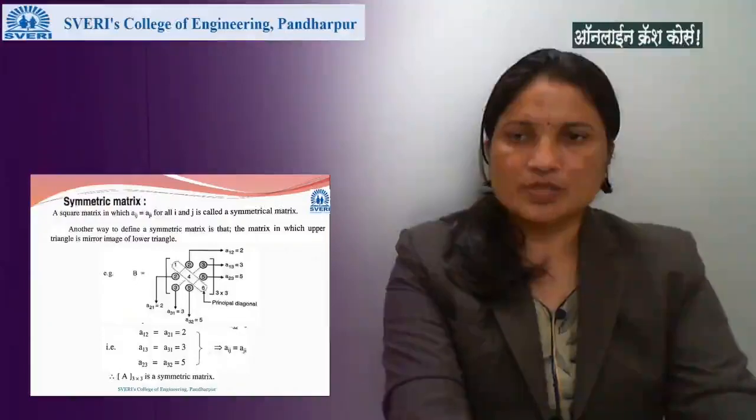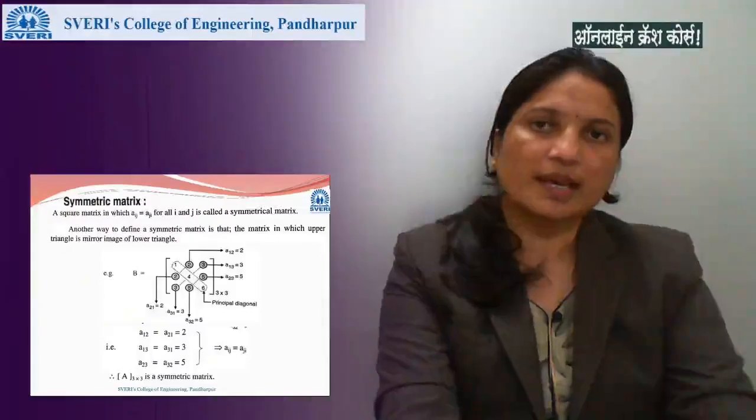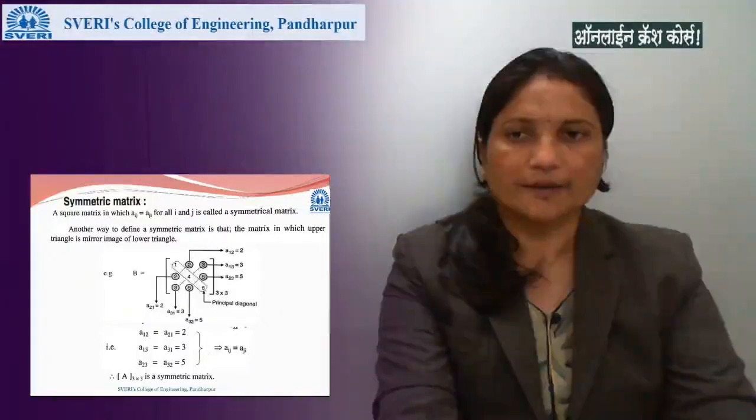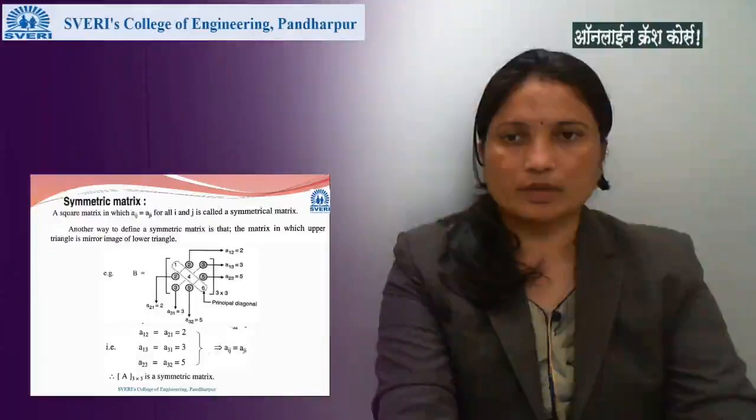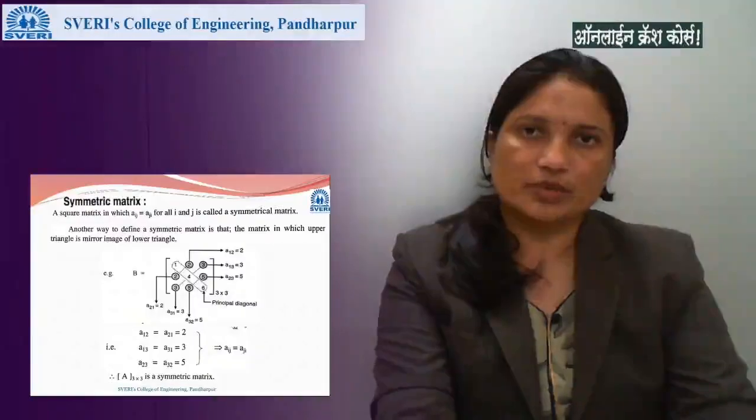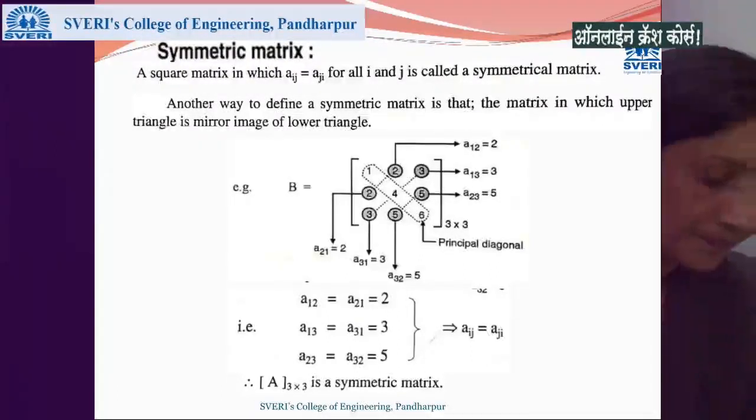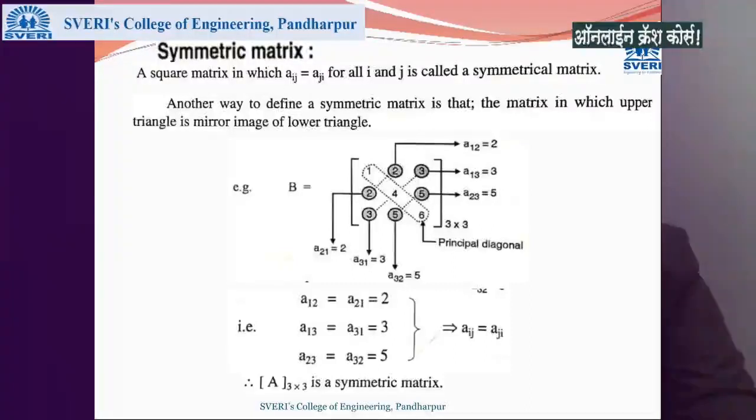Further, we are going to see symmetric matrix. So what is the symmetric matrix? A square matrix in which Aij is equal to Aji for all i and for all j is called a symmetric matrix. Another way to define a symmetric matrix is that the matrix in which the upper triangle is the mirror image of the lower triangle. In simple way, we can say upper triangle is a mirror image of the lower triangle.